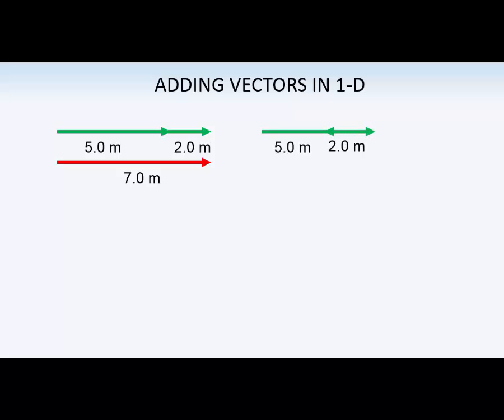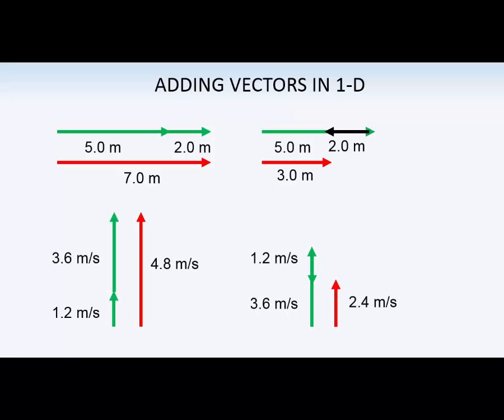Subtracting vectors just involves subtraction. You simply subtract 5 minus 2 to get 3 meters. Notice that the second vector is pointing to the left. Addition and subtraction of vectors vertically works in the same manner. Here are two examples. Once again, notice that when you subtract vectors, the second vector, the one that is being subtracted, points in the opposite direction.